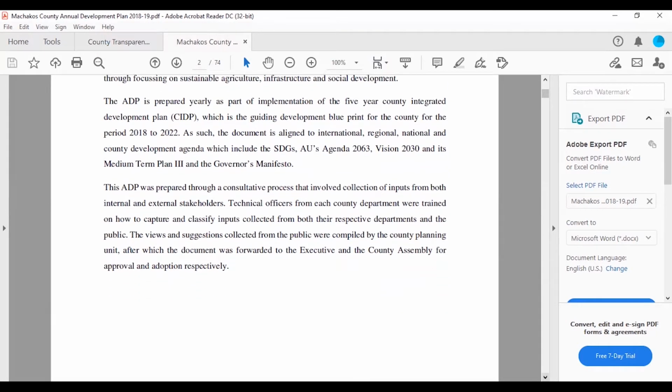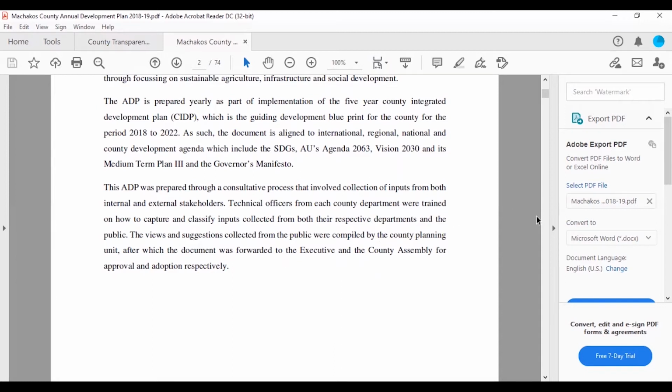All right. So you see here, they are saying that this ADP was prepared through a consultative process that involved collection of inputs from both internal and external stakeholders. Technical officers from each county department were trained on how to capture and classify inputs collected from both their respective departments and the public. The views and suggestions collected from the public were compiled by the county planning unit, after which the document was forwarded to the county executive and the county assembly for approval and adoption respectively. So you can see here that they are saying that the views and suggestions collected from the public were compiled by the county planning unit.